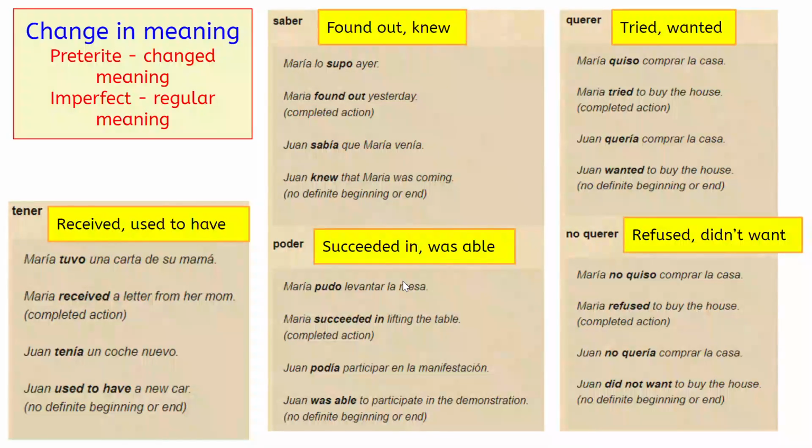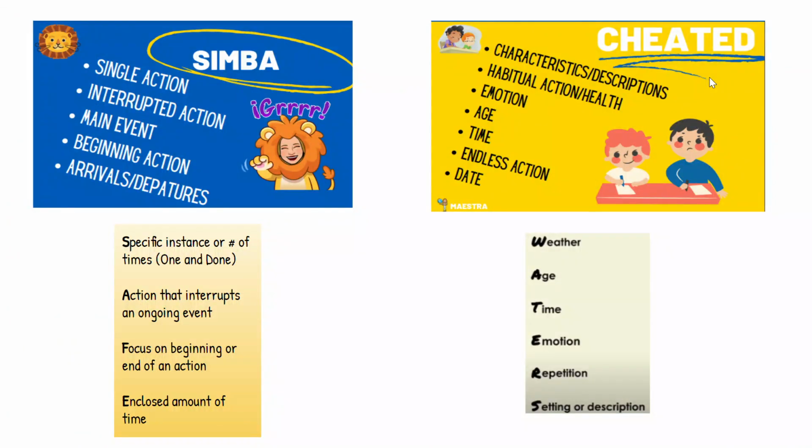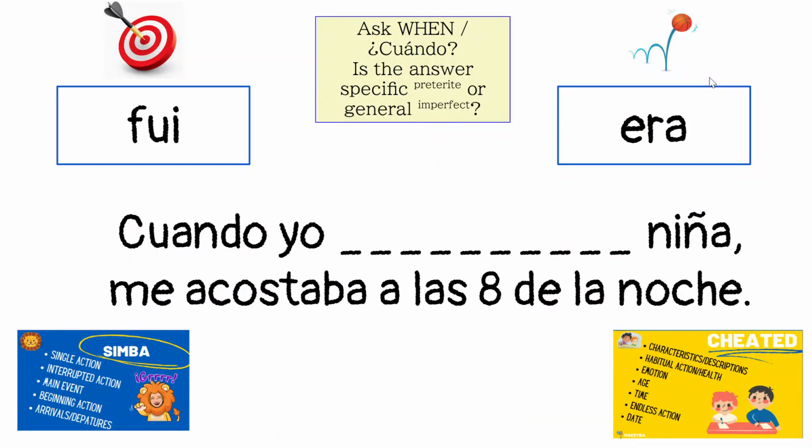I'm going to refer you back to this one, change in meaning. Remember, if the verb is conjugated in the preterite, it will have this different meaning. Tener will become received. Saber, found out. Poder, succeed. Querer, tried. No querer, refused. When it's in the imperfect, it keeps its regular meaning. Tener, to have or used to have. Knew, was able, wanted, and didn't want. Here's that screen again.